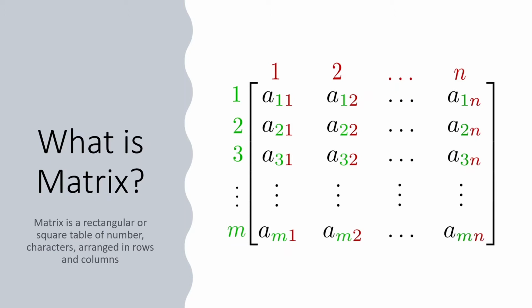So first, we have to determine what a matrix is. A matrix is a rectangular or square table of numbers or characters arranged in rows and columns. As you see, we have the form of a matrix, in which M is the number of columns and N is the number of rows. For example, we have matrix A, 3 times 2. This means that 3 is the number of columns and 2 is the number of rows.